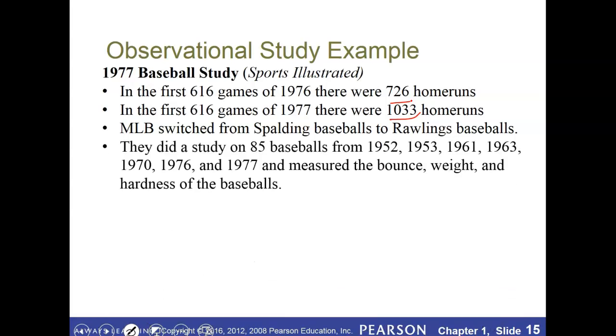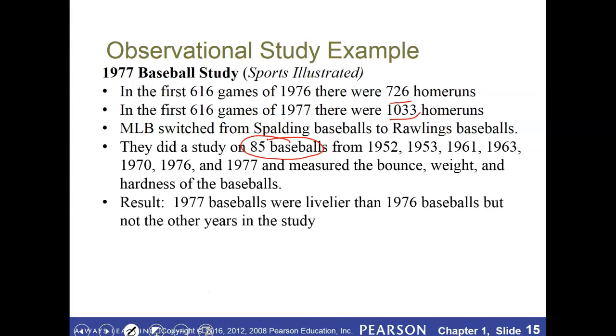So they did a study on 85 baseballs from different years, from 1952, 53, 61, 63, 70, 76, and 77, and measured the bounce, the weight, and the hardness of these baseballs. The result was that in 1977, those baseballs were livelier, which means they bounced more, maybe they were a little bit harder, maybe they weighed more or less. I'm not sure what would make them bouncier. But they were livelier in 1977 than the 1976 baseballs, but not any of the other years.